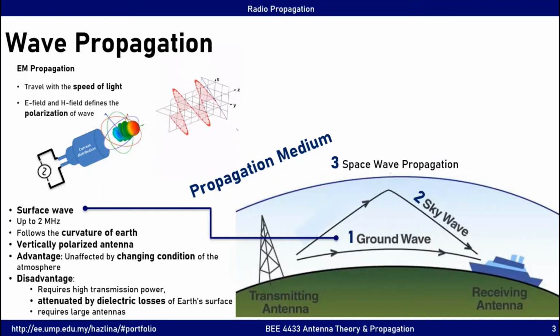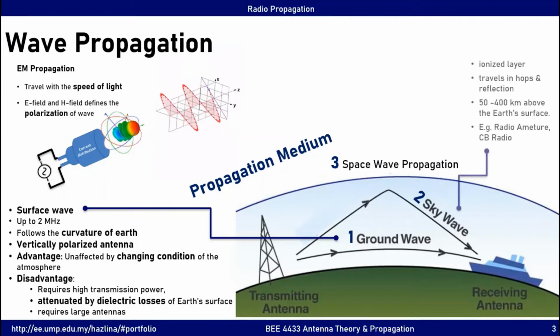However, this comes with a trade-off as it requires high transmission power, and the surface wave is attenuated by dielectric losses on Earth's surface. Also, it requires large antennas due to its operation at low to medium frequency range.